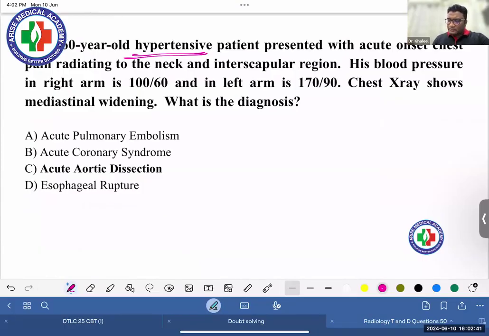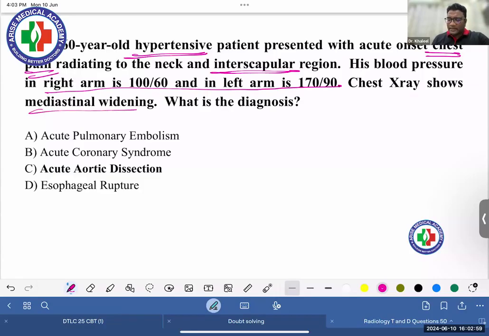You have pain radiating to the back, the interscapular region, the scapula. And in blood pressure, there are differential pressures in the upper limbs. One upper limb has more pressure, the other has less. Left has more pressure, right has less pressure.